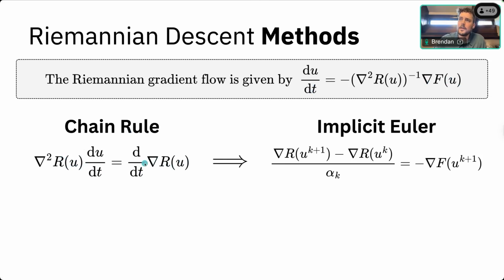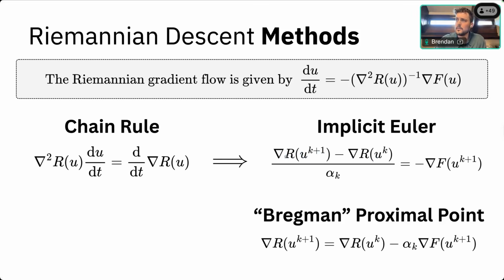This right-hand side we could discretize with implicit Euler, and we get this update rule here. Now instead of looking at a divided difference in terms of just U, we're looking at the divided difference in terms of this transformed U, where we have the transformation coming from the gradient of the Legendre function appearing. Now this update rule is also well known to the optimization community.